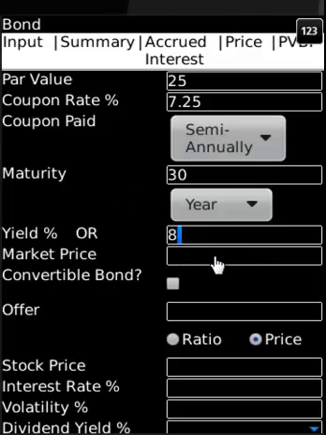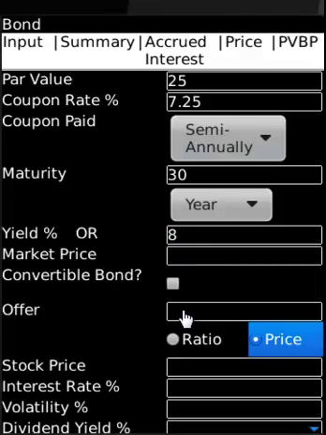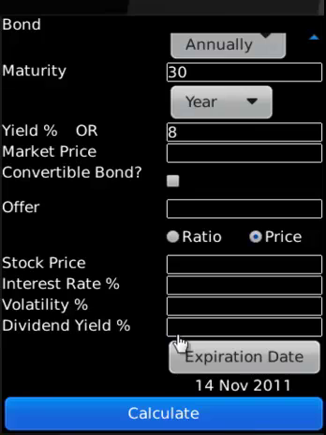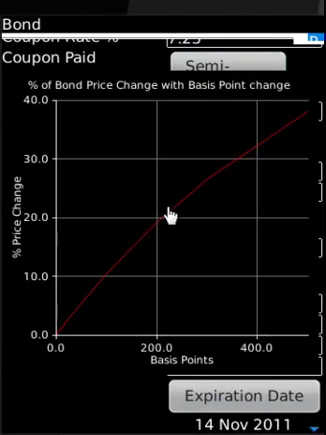Say current yield is 8%. Either you have to specify the current yield or you have to specify the market price. Then whether the bond is a convertible bond or not. In case it is a convertible bond, you have to supply a few other data points. So now let us calculate the straight bond data.